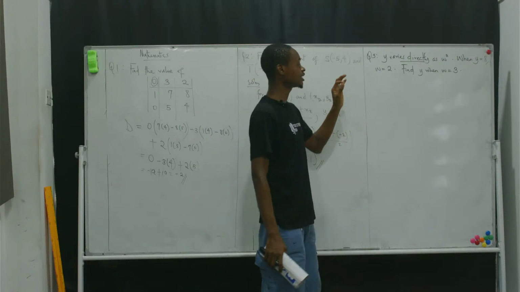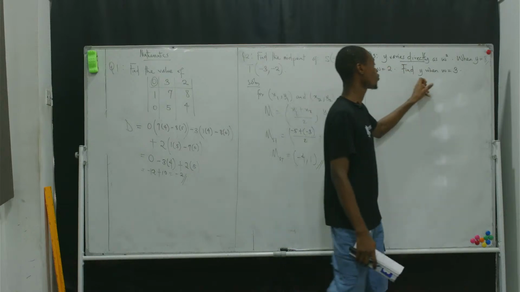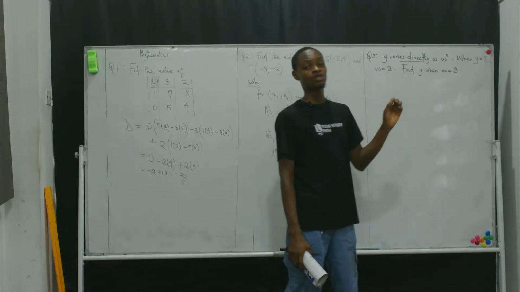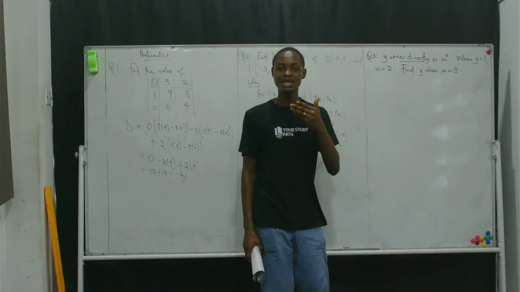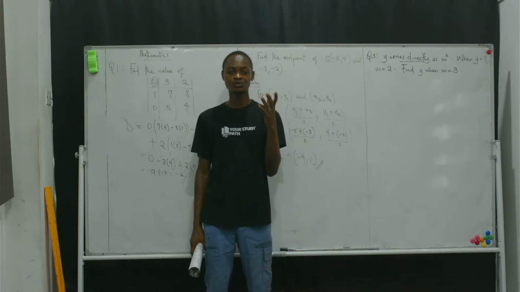So here we have that y is 8, w is 2. Find y when w is 3. Now, w has increased from 2 to 3, so we expect the y value to also increase from 8 to something bigger than 8, right? That's a quick hint before you even start solving the question.